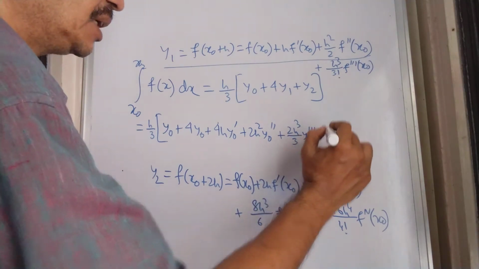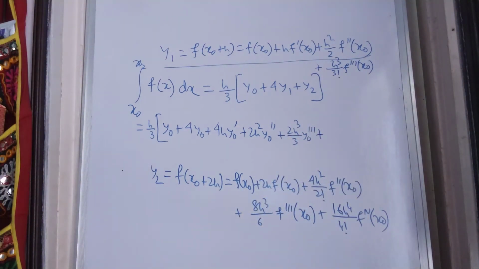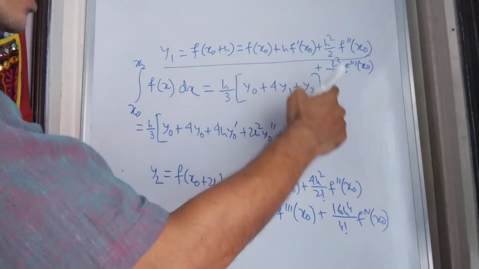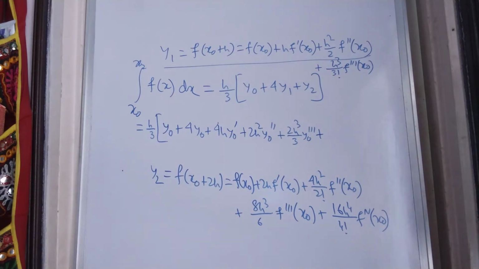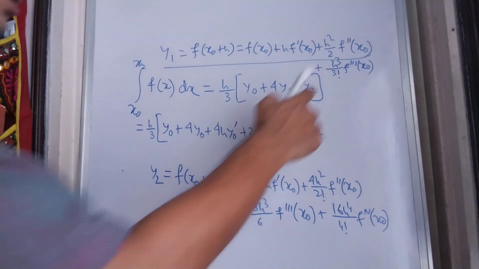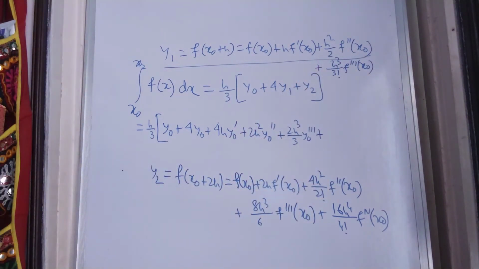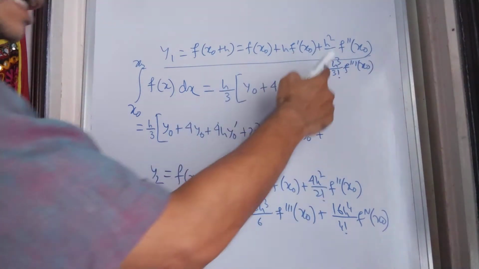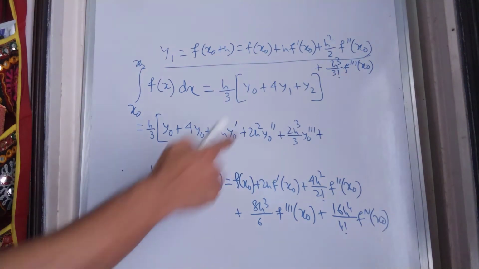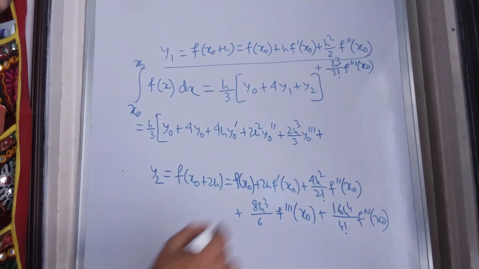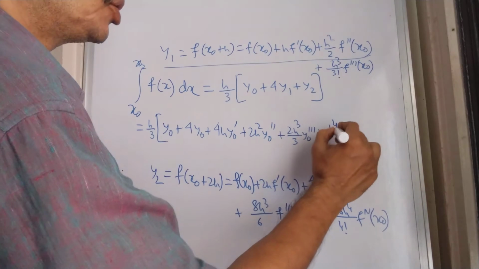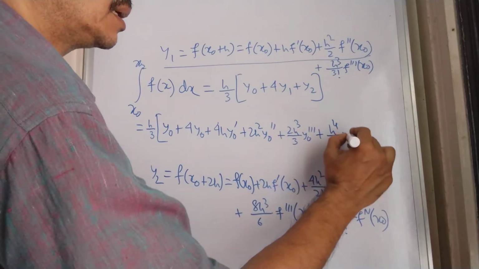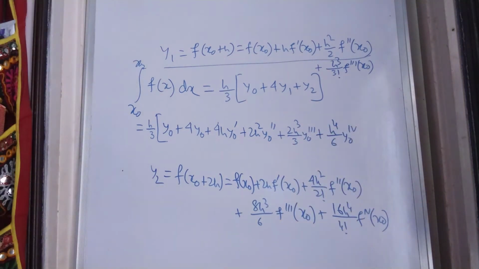The next term will be y4. y4 is nothing but h to the power 4 by factorial 4. Factorial 4 is nothing but 24. The term after this is h to the power 4 by factorial 4, and we multiply with 4. So it becomes h to the power 4 by 6 y0 4.